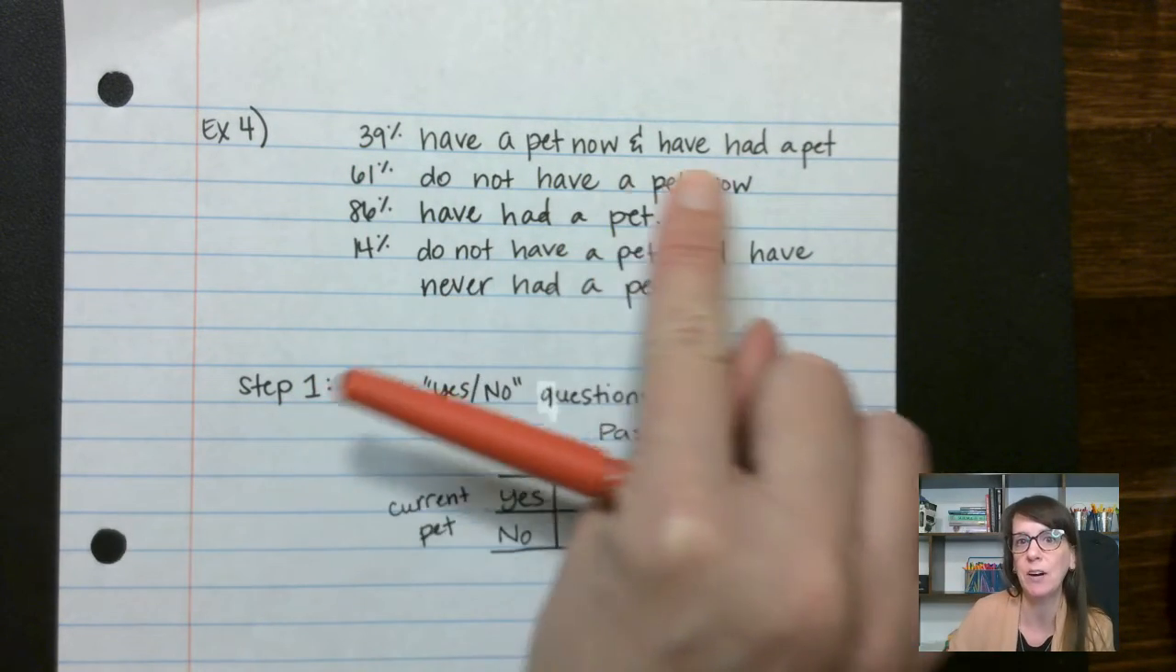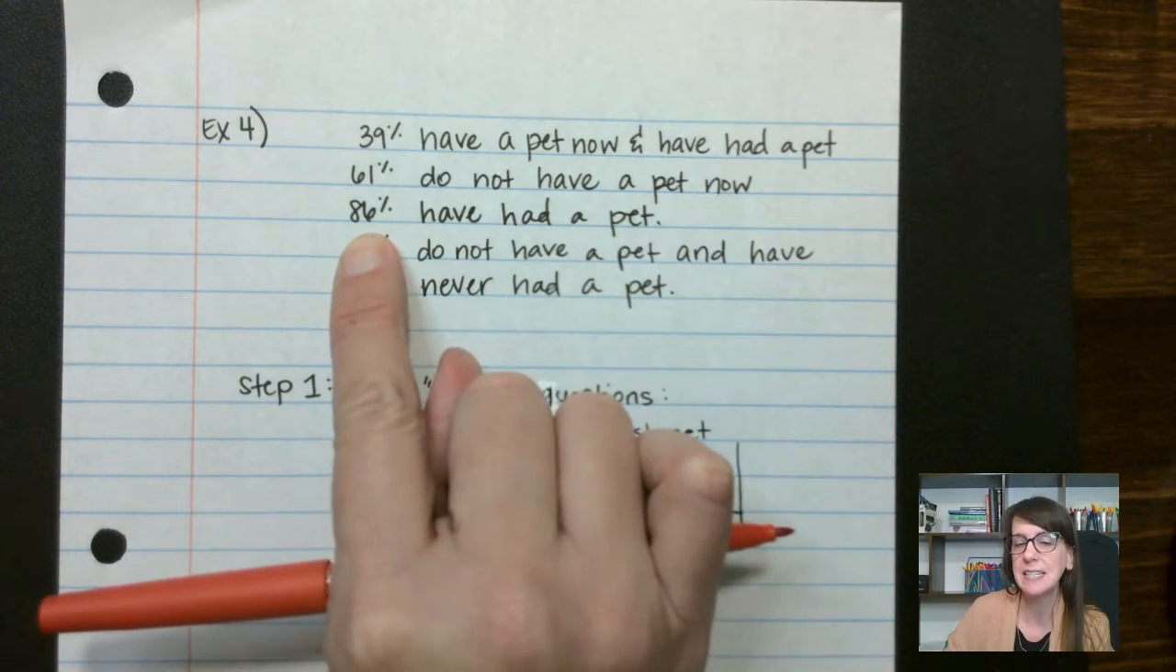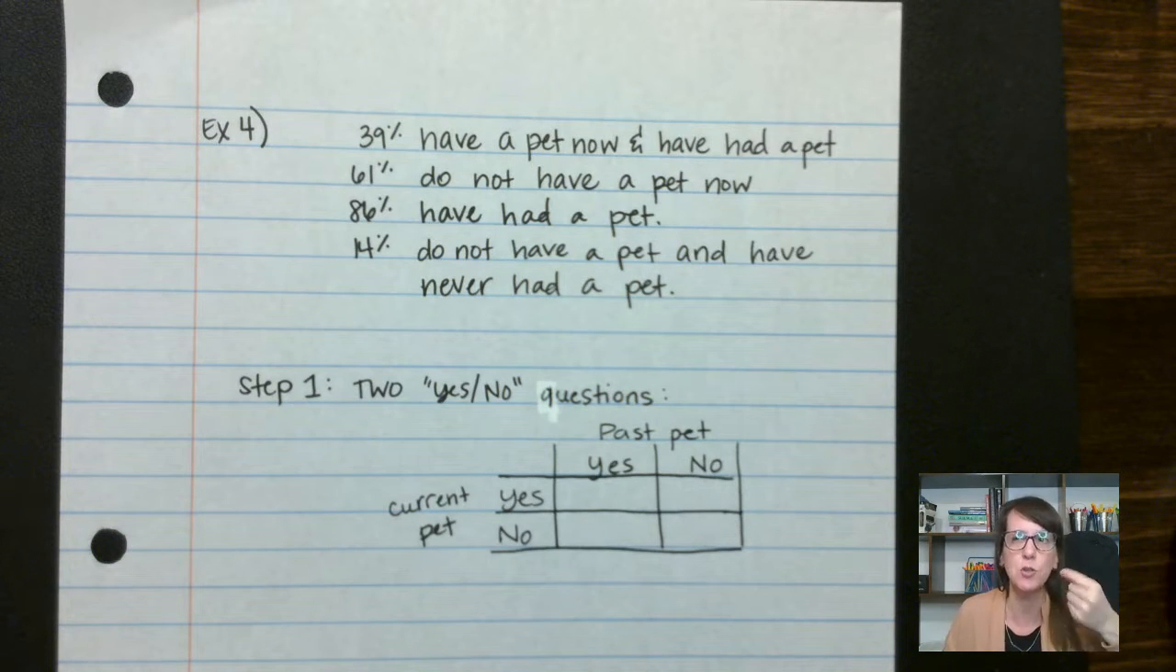39% have a pet now and have had a pet. 61% do not have a pet now. 86% have had a pet in the past. So we're talking about current and past. When you do your two-way table, you want to make sure it's usually a yes-no question, or just a binary question, like male, female, assuming just male and female gender. So like yes male, no male, yes female, no female, that kind of thing.